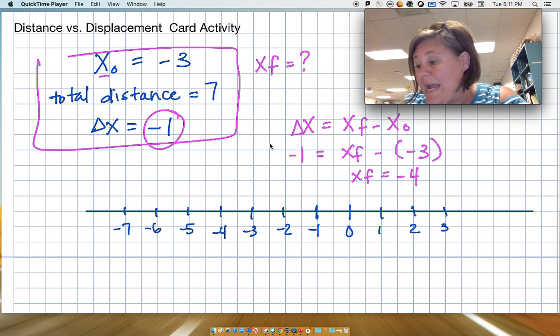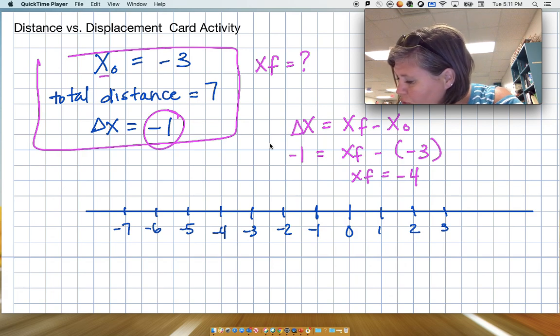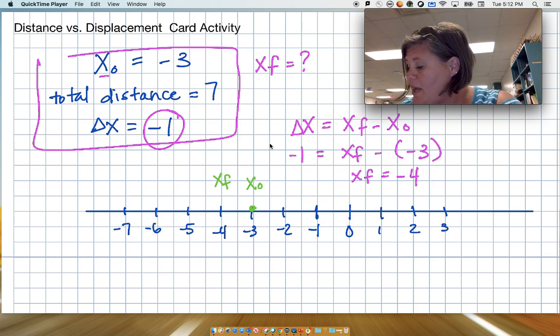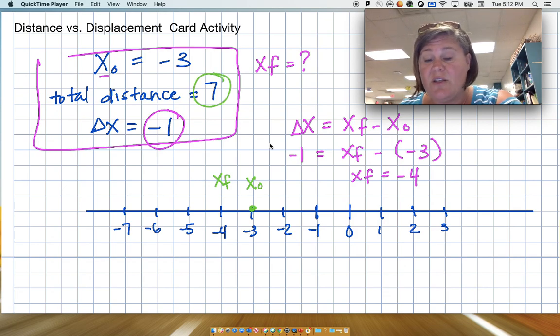So there's multiple ways to do this. I'm going to show you one way. So we're going to start here at -3. That's our initial position. And we are going to end here at -4. So we have to adhere to this total distance of 7 units.